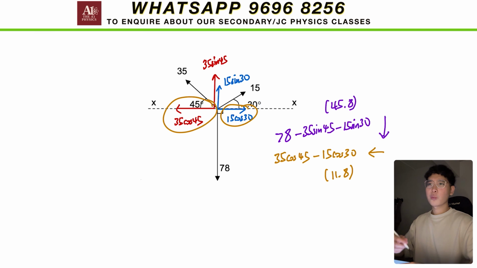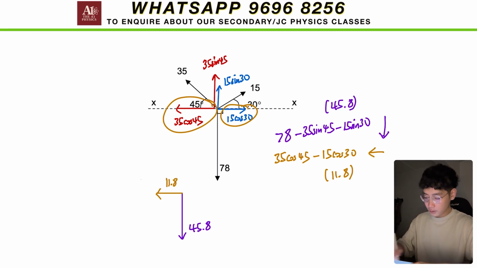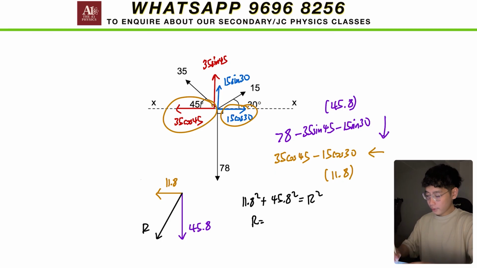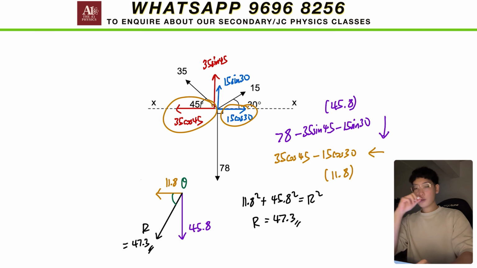So we know that our resultant vector looks like this. It is 45.8 downwards and also 11.8 to the left, right? So our resultant vector is this one over here. And very easily, we can use Pythagoras to find the resultant vector. We'll take 11.8 squared plus 45.8 squared equals r squared, and we'll get r equals 47.3. So that's the final answer. R equals 47.3. That's the magnitude of r.